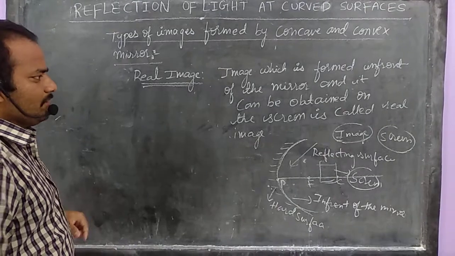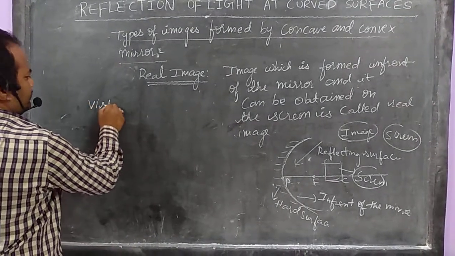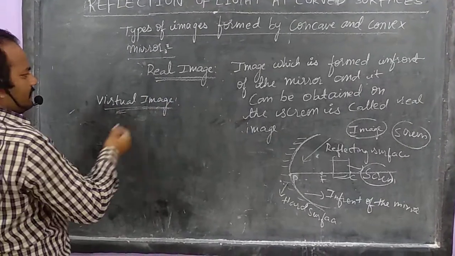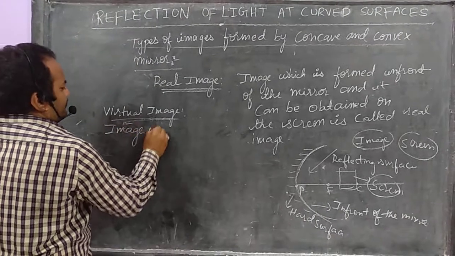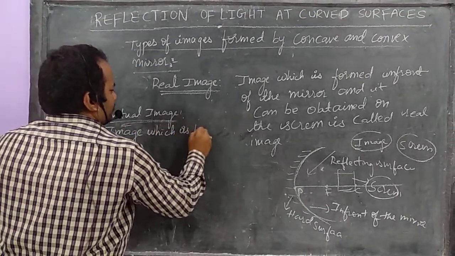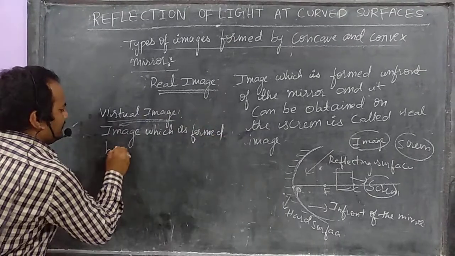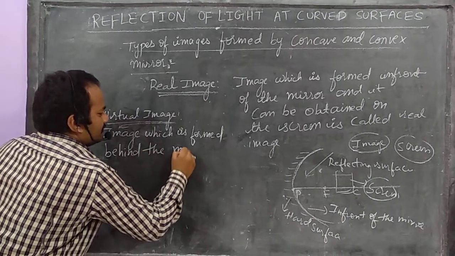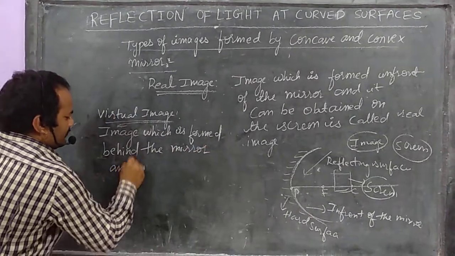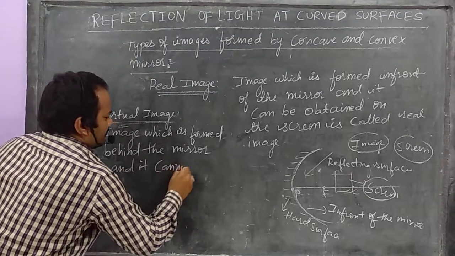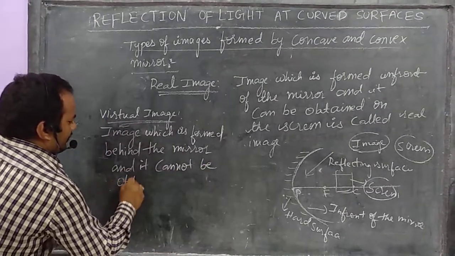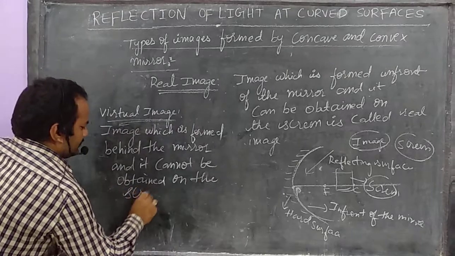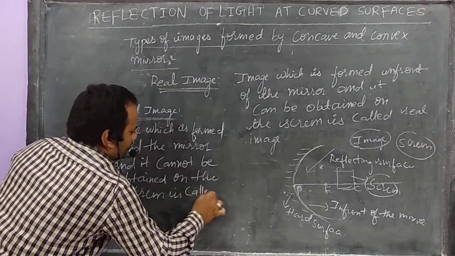Let us discuss virtual image. Now, what is virtual image? An image which is formed behind the mirror. What is meant by behind? Backside. Behind the mirror. And it cannot be obtained on the screen. It is called virtual image.